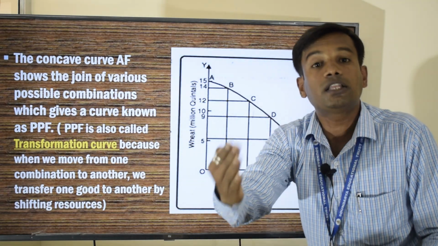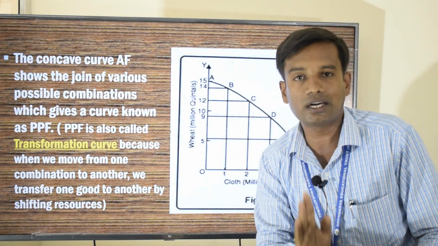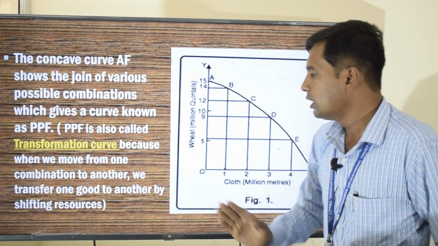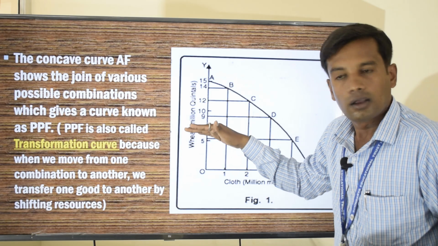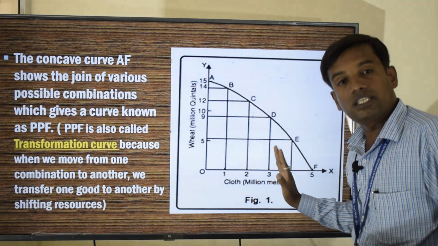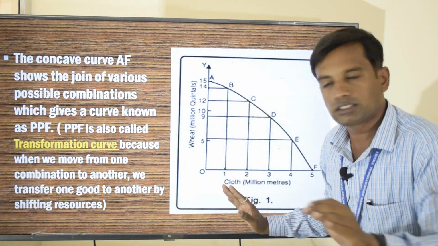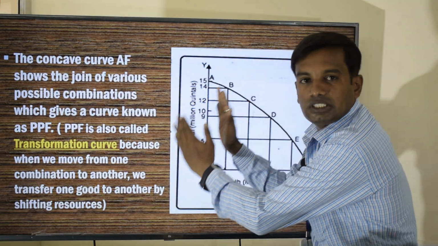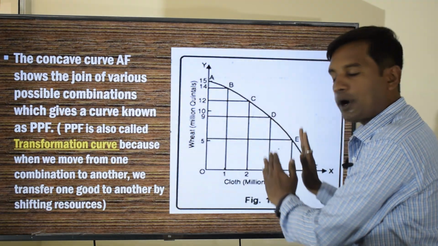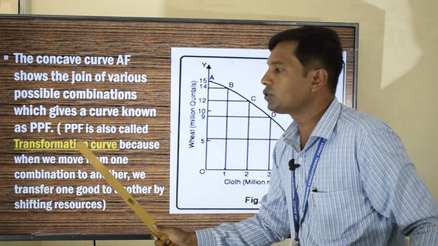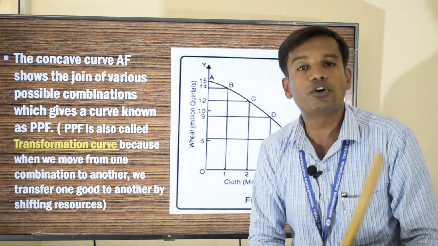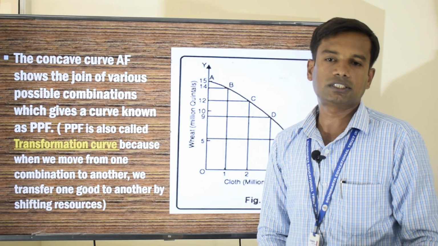So by shifting the resources, I hope you are understanding. Are you getting my point? Yes. Just observe here, I am reducing the production of wheat. Here I am increasing the production of cloth, which means what I am reducing here, these resources I am shifting to produce the cloth production. That is why PPF is also called as transformation curve. Understand?